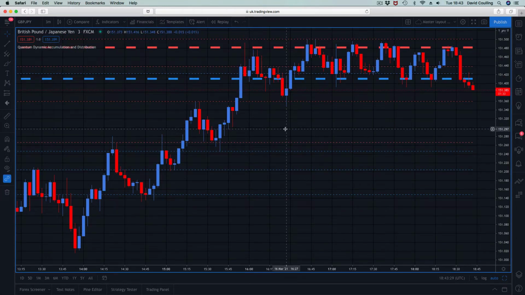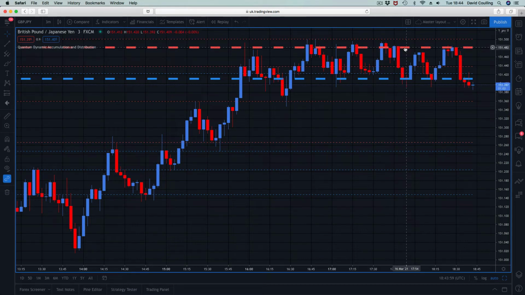So what have we got on the 3-minute? We've got a really nice congestion phase that's built. And the beauty of the accumulation distribution indicator is that it gives you a clear visual picture of support and resistance up and down the chart. You really don't need to know anything else. It's intuitive. The thickness of the line tells you loud and clear where the strongest levels are and where those levels are less strong. Clearly you can see we've been in congestion.